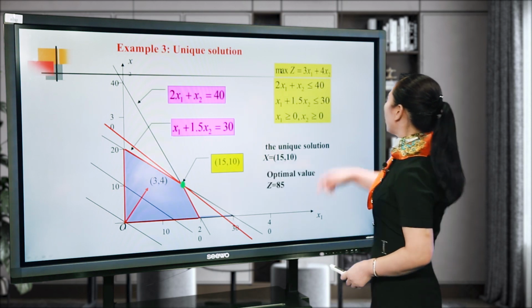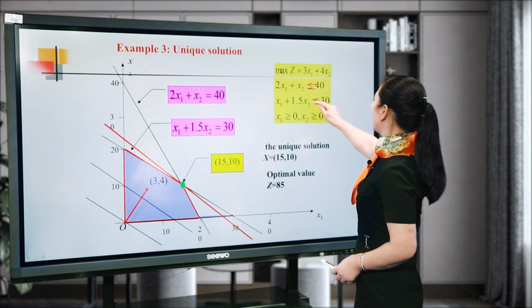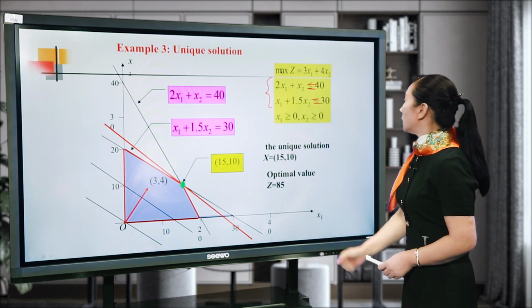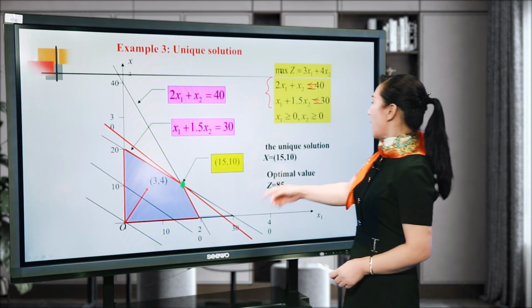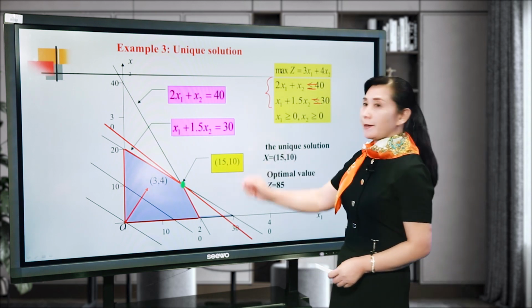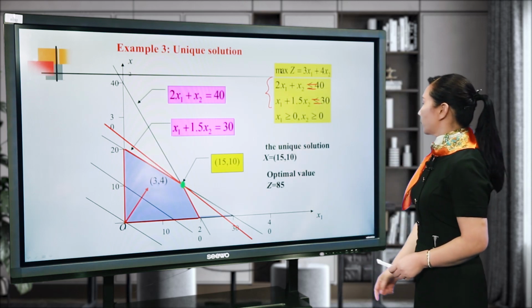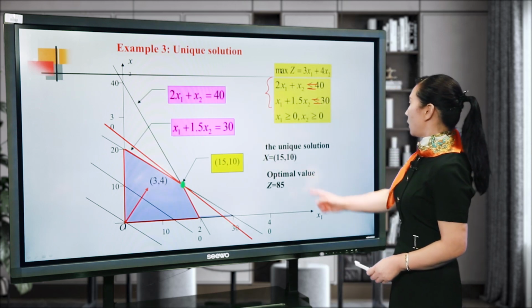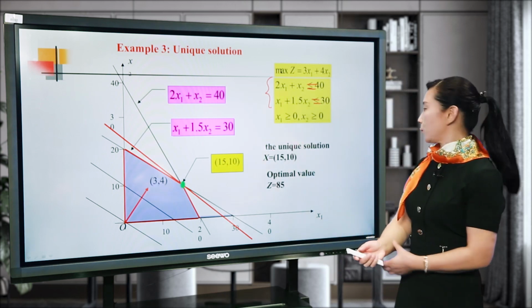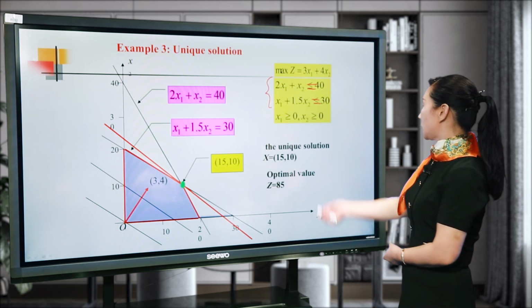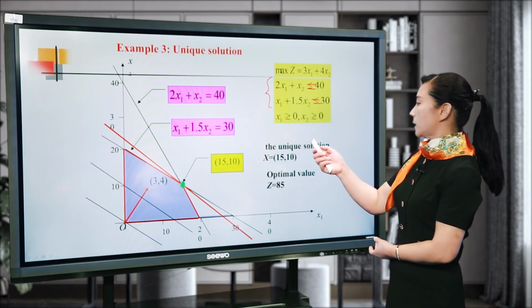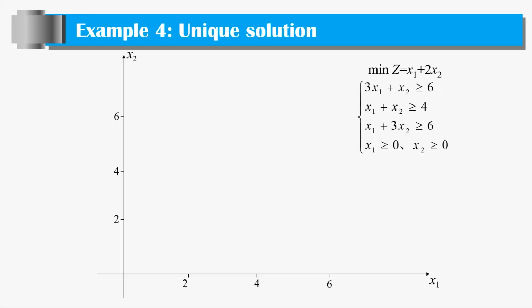So we solve these equations. Solve this equation, and we get the solution: x1 is 15, x2 is 10. We put this solution into the objective function and get the optimum value J equal to 18.5. This is the optimum solution and the optimum value of this example.